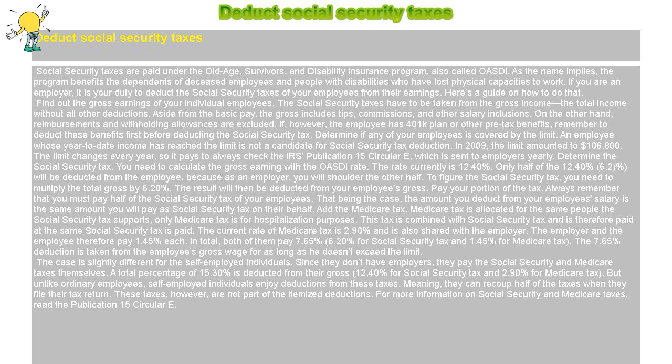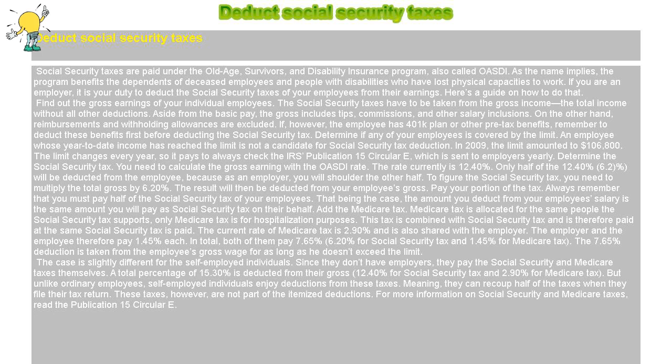If, however, the employee has a 401k plan or other pre-tax benefits, remember to deduct these benefits first before deducting the Social Security tax.